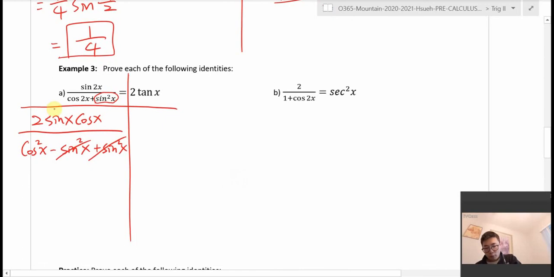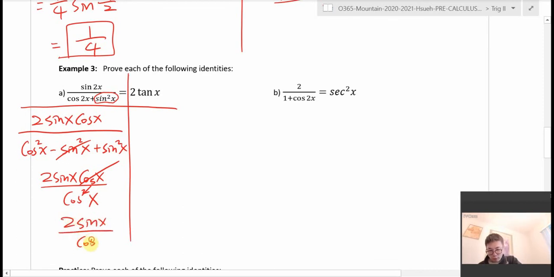So what we end up with is 2 sine x cosine x divided by cosine squared x, and now we can cancel out one of the cosine x, so we end up with 2 sine x over cosine x. Because I ran out of room on the left, I'm just going to change the right hand side, because we know sine over cosine is tangent. But that means I can change tangent to sine x over cosine x, and therefore they are the same.